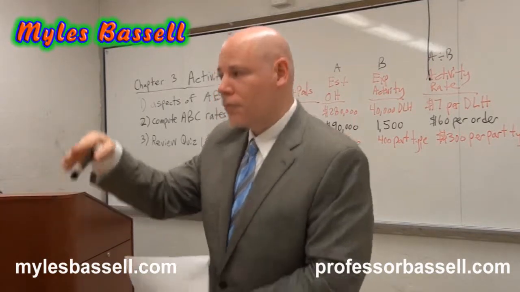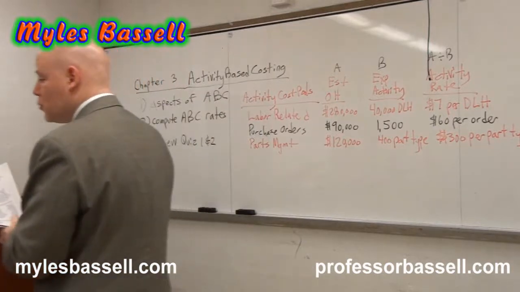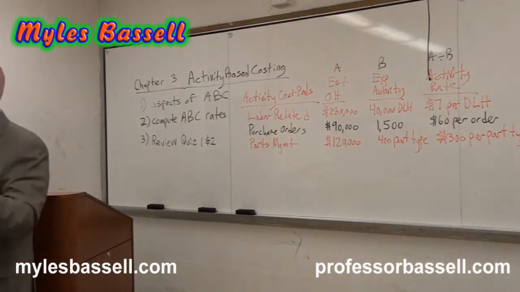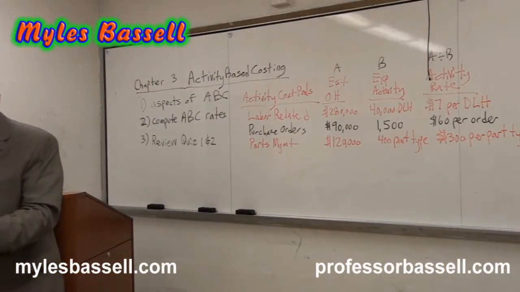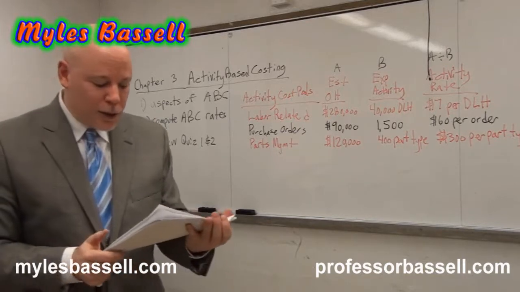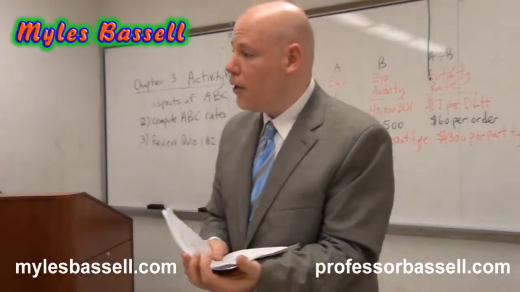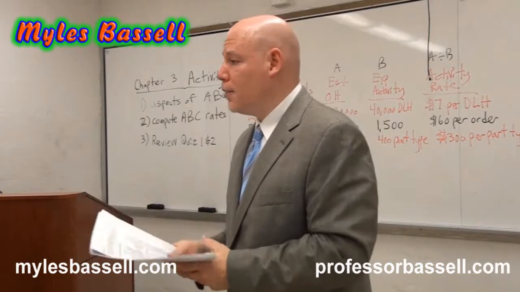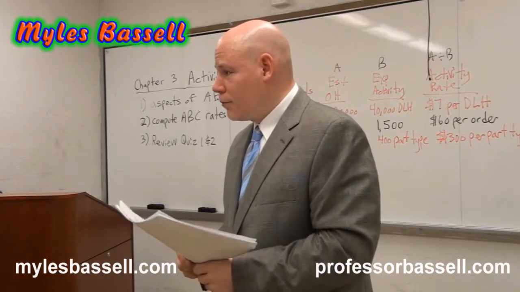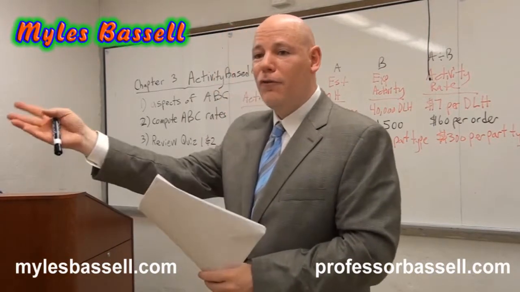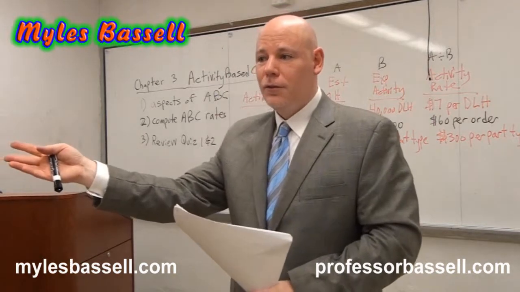The variable cost, the more units we make, the greater the total variable cost. Usually the variable cost per unit is going to stay the same. What would be an example of the variable cost per unit?